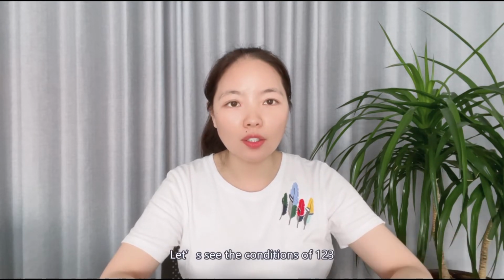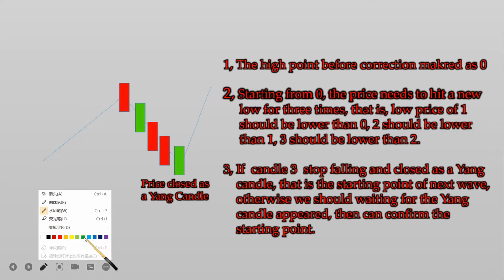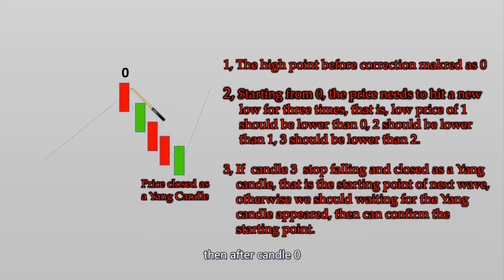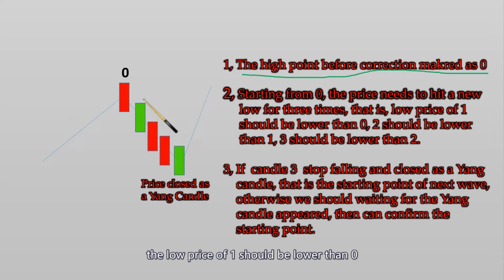Okay, let's see the conditions of 1, 2, 3. Firstly, we need to identify the high price of the previous wave and mark this candle as 0. Then after candle 0, price should hit a new low 3 times. That is, the low price of candle 1 should be lower than candle 0. Candle 2 should be lower than candle 1. Candle 3 should be lower than candle 2.